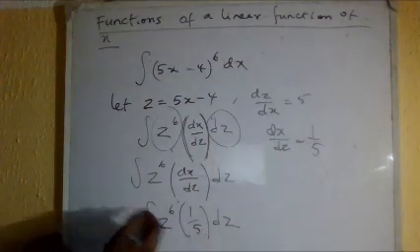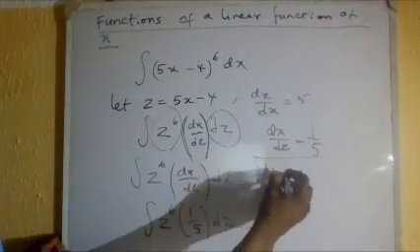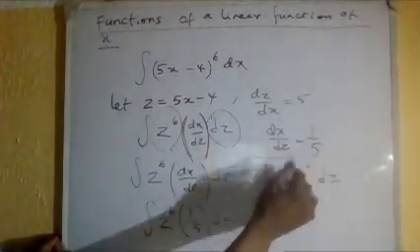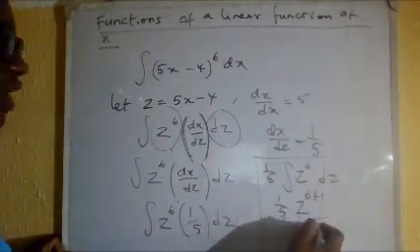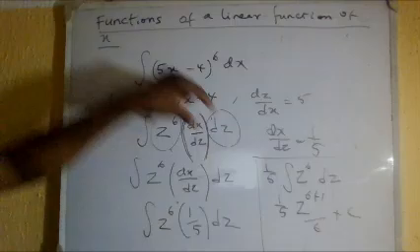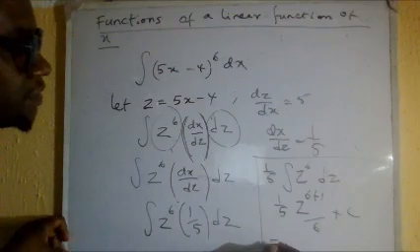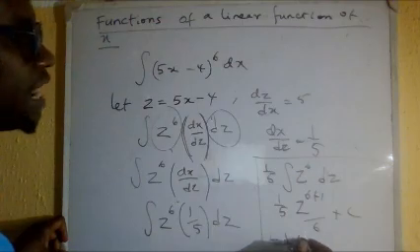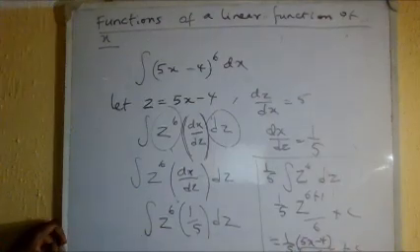So let me just finish it up here. I can put 1 over 5 outside, then the integral of z raised to power 6, then dz. So this one now is the same thing as saying 1 over 5, z raised to power 6 plus 1 over 6 plus c. Meanwhile, recall that our z is the whole of this. So the answer is 1 over 5, then open brackets, 5x plus 4 all over 6, then plus c. So this is the final answer.